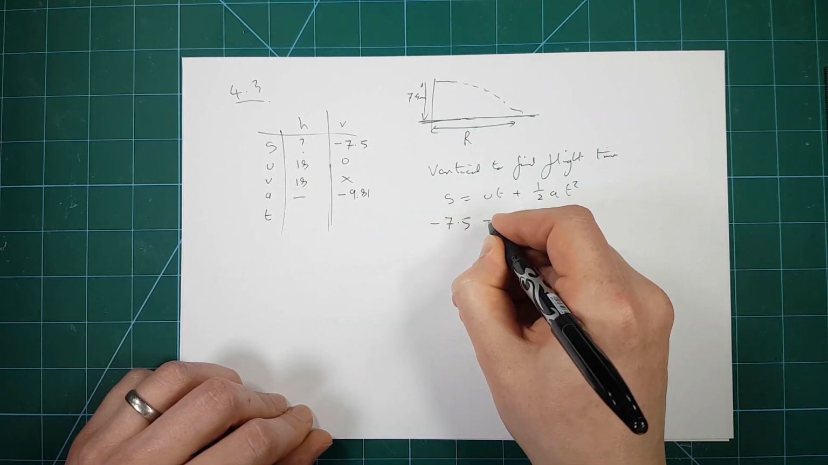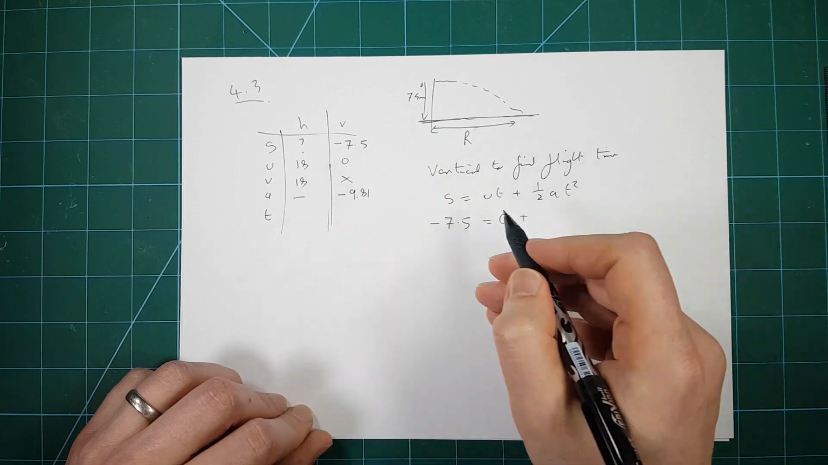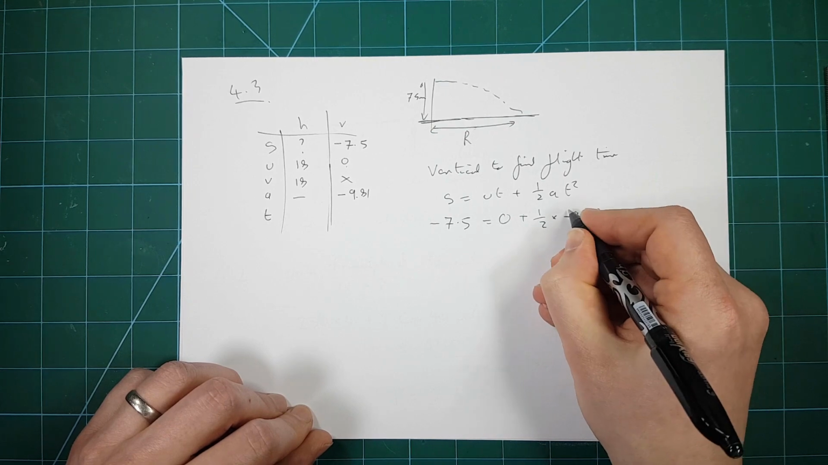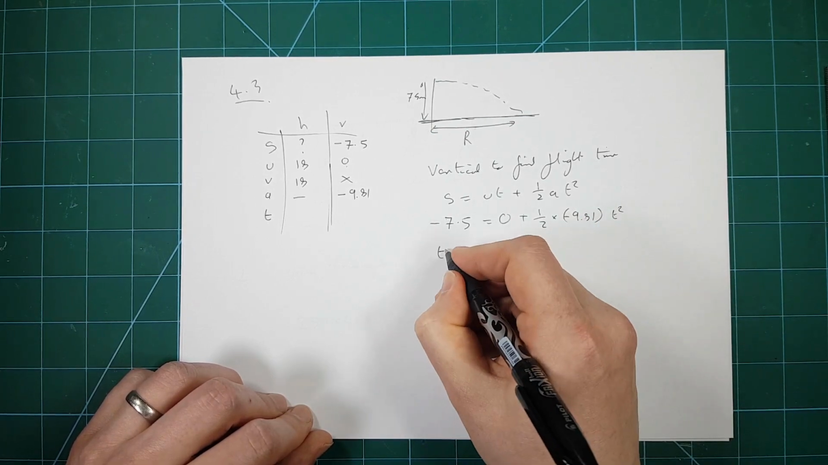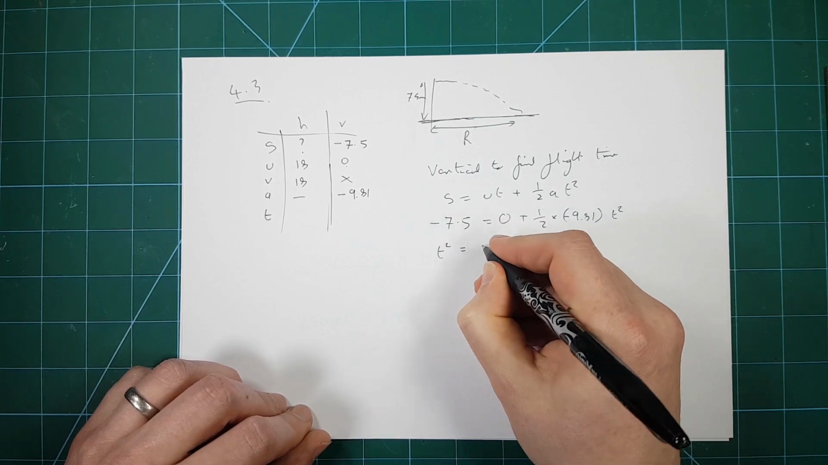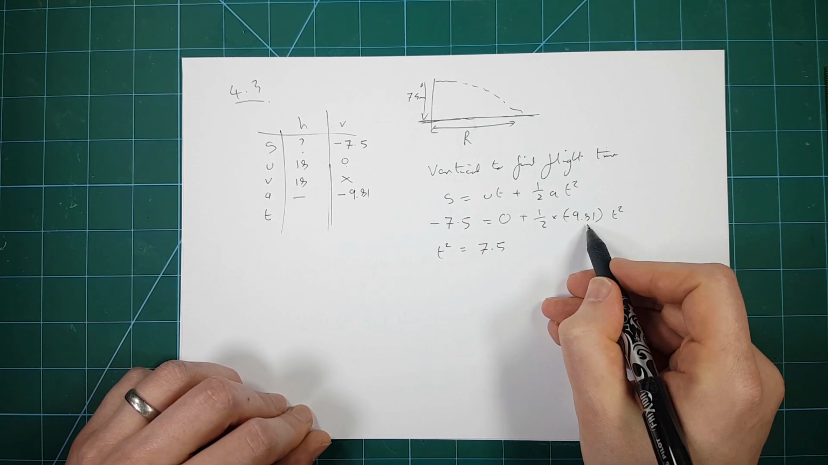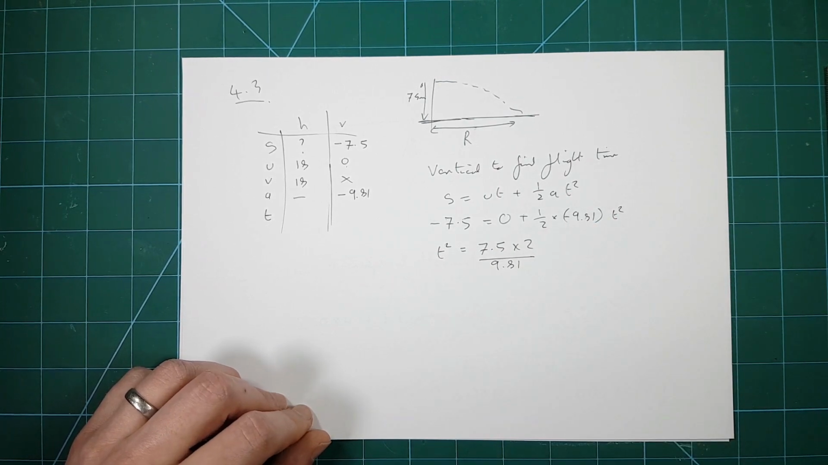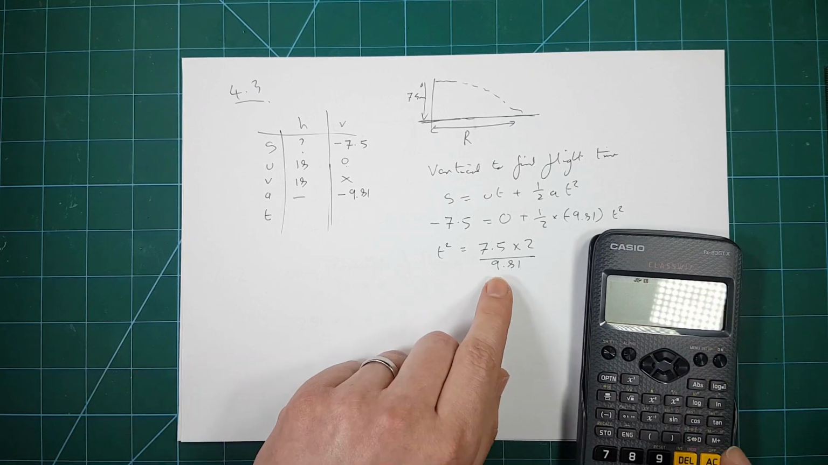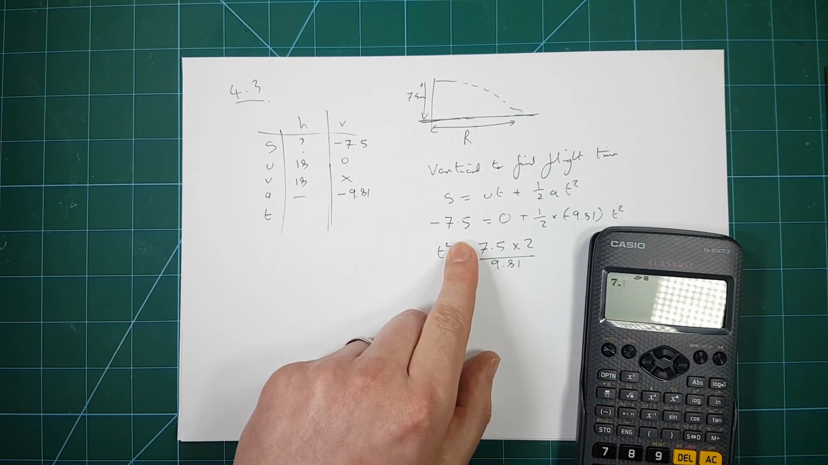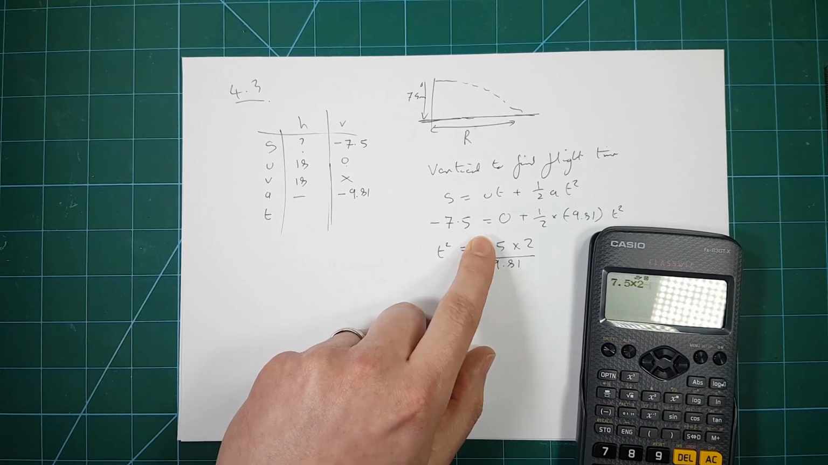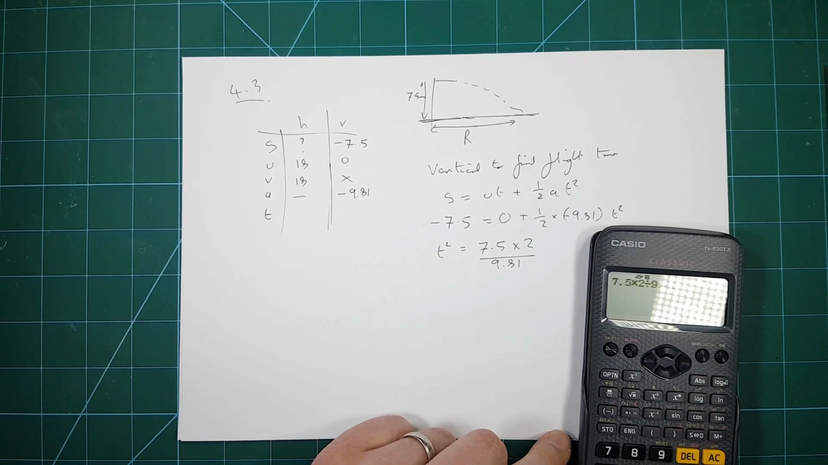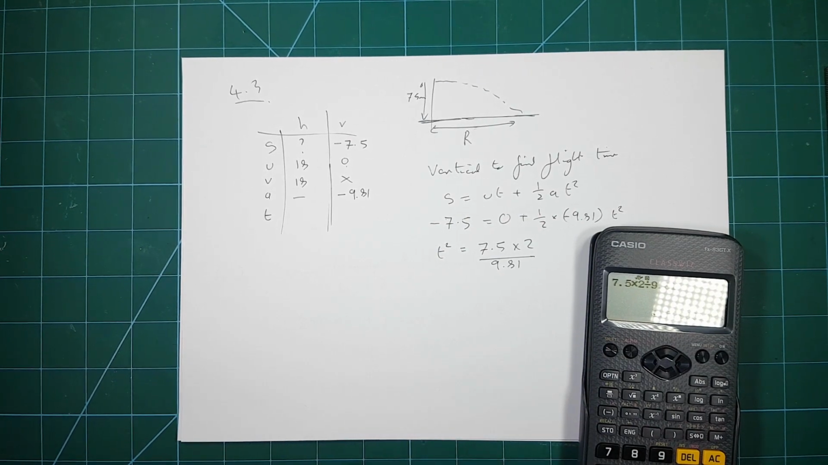Minus 7.5 is equal to UT, which is going to be 0 because U is 0, plus a half times by minus 9.81 times by T squared. So T squared is equal to 7.5 times by 2 divided by 9.81. Let's try that: 7.5 times by the 2 divided by 9.81. My minus there and my minus there cancel, giving me a positive time, which is always good.